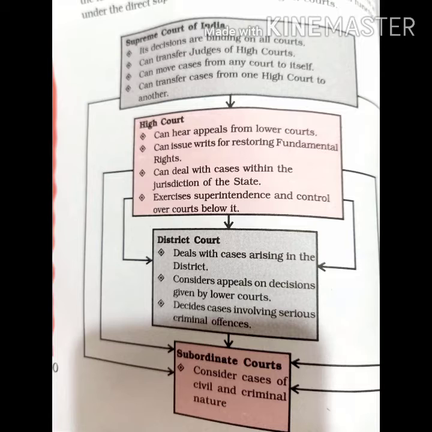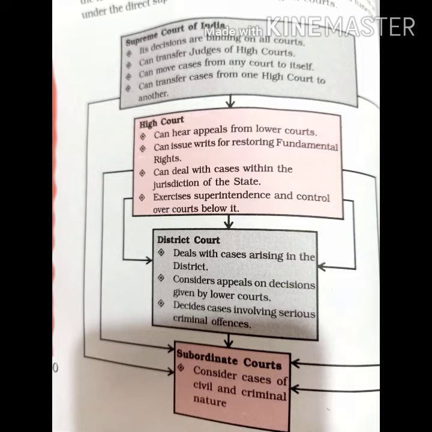The High Court can hear appeals from lower courts, like district courts and subordinate courts. Clear? Next, it can issue writs for restoring fundamental rights. It can deal with cases within the jurisdiction of the state. And next, it can exercise superintendence and control over courts below it. Clear? The third is the district court, as we are living in the district of Ludhiana.